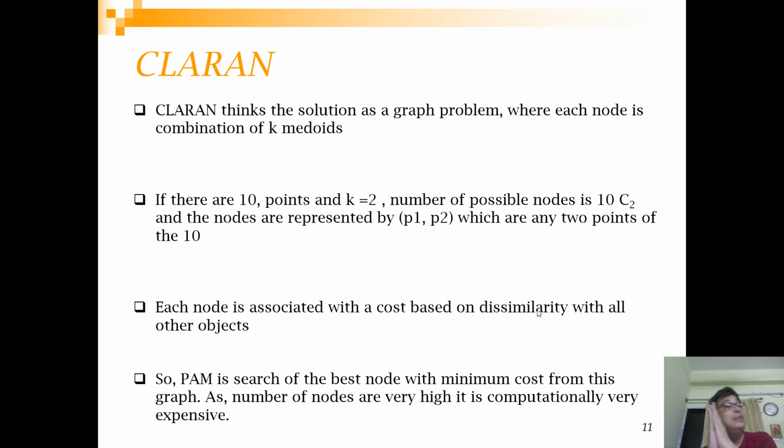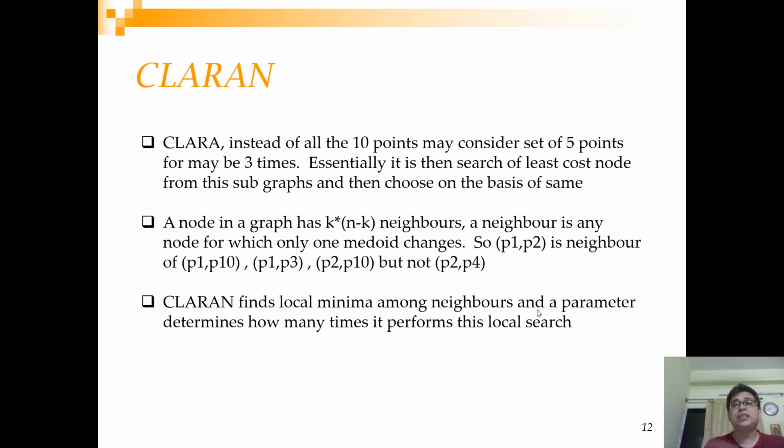Once we think in terms of a graph, we can understand that PAM is definitely a very, very expensive algorithm. Now, when CLARA looks at these graphs, as I was saying, maybe we are considering 5 points out of these 10, and maybe 3 times, so we are sampling 3 times. We are still finding the least cost node. However, instead of the full graph, we are now searching on subgraphs, because we are not searching on this 10 C 2 node graph anymore. We are searching on this 5 C 2 graph, and we choose on the basis of them.